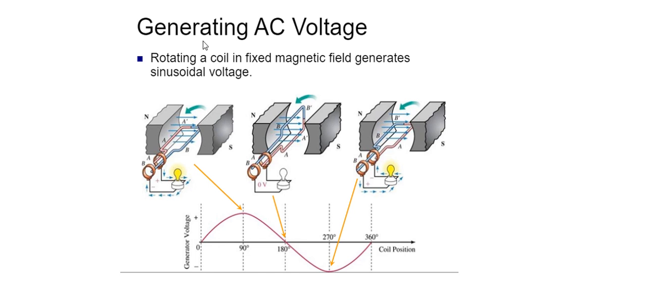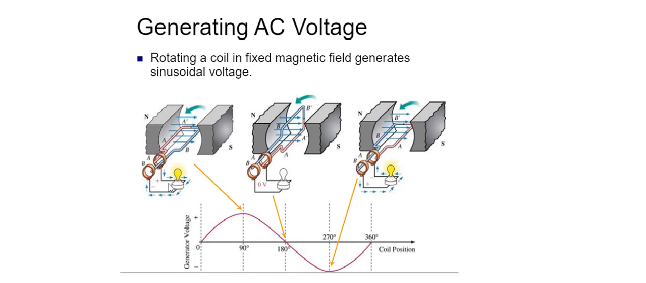So, in generation of AC voltage, we have two fixed magnetic poles, and in between there is a coil. It consists of two sides, that is A dash is one side and B dash is the second side. Both are joined to form a single turn coil. Both the ends are connected to two brushes A and B, and it is connected to a lamp.